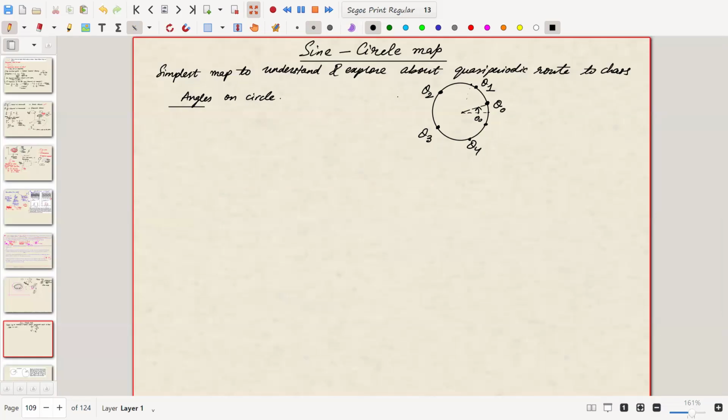It hops in between 2 or 3 points. It can be a fixed point. It can just stay there, no movement. It can be chaotic also.